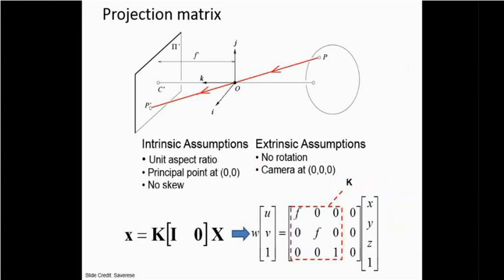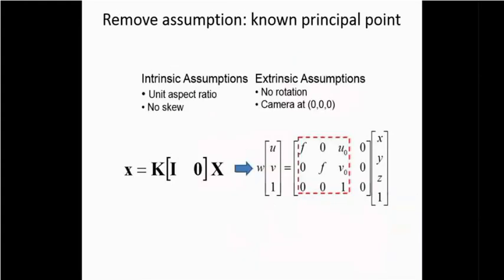So here, our model is quite simple. We just have this 3D scene point, x, y, z, 1. And then this projects onto, if we do the math out, we'll get w u equals f x plus z, and w equals z, which will give us u equals f x over z, and then u naught is 0. Okay, so the same equation that we had earlier. Similarly for v.